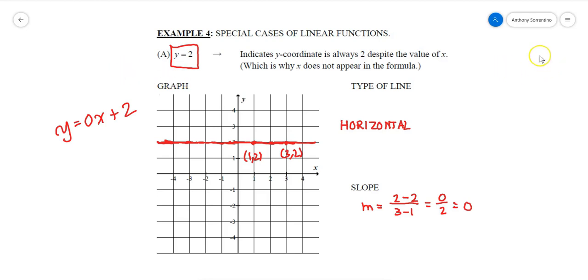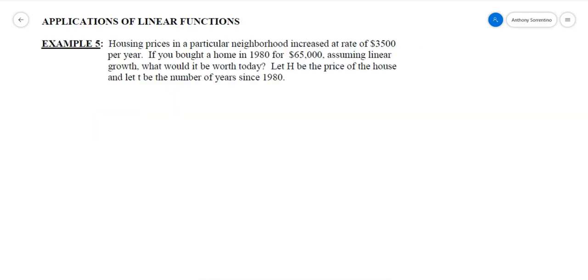Since these are functions we've been dealing with, even when written in slope intercept form, we could use functions for various reasons and applications. So let's have a look at a couple of them that you were presented to do. Housing prices in a particular neighborhood increased at a rate of $3,500 per year. If you bought a home in 1980 for $65,000, assuming linear growth, what would it be worth today? Let H be the price of the house and let T be the number of years since 1980.